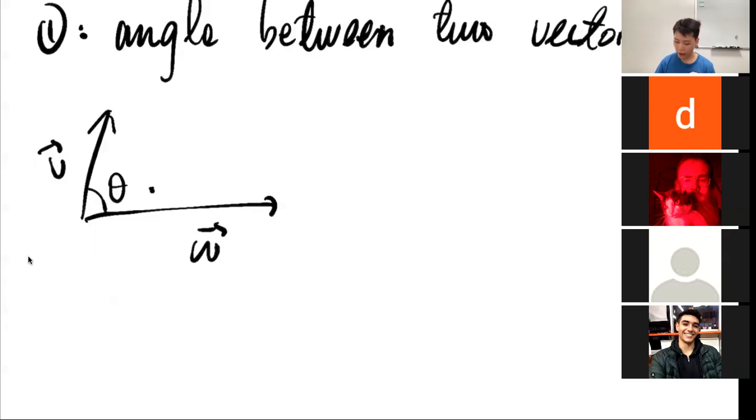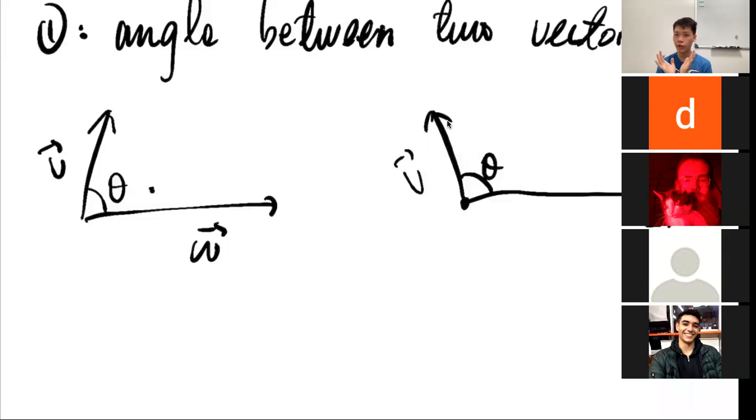So the dot product only talks about the angle between two vectors. If the vectors form an acute angle, basically an angle less than 90 degrees, the dot product is always positive, and if the vectors form an angle greater than 90 degrees, on the other hand, you have a dot product less than zero.